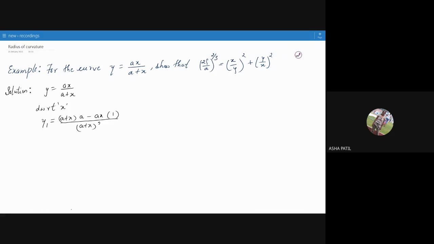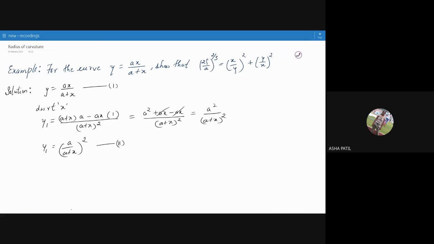(a + x) whole square. Now this, if we simplify, we get a² + ax − ax divided by (a + x) whole square. So we have a² divided by (a + x) whole square. That is our y1, or we can write y1 is equal to a² divided by (a + x)². Let us call this given equation as 1, and the value of y1 as equation 2.